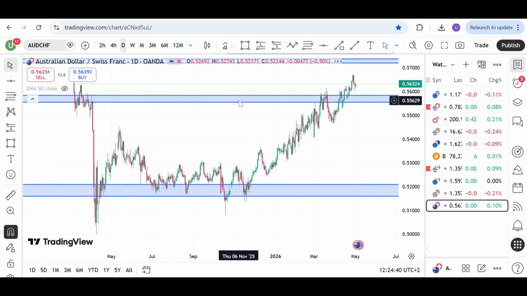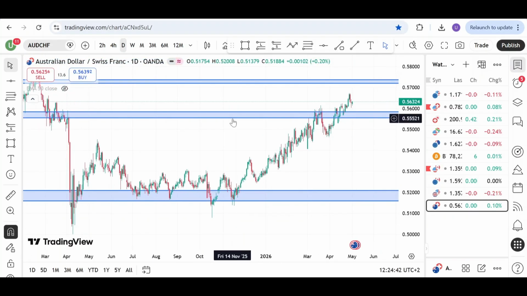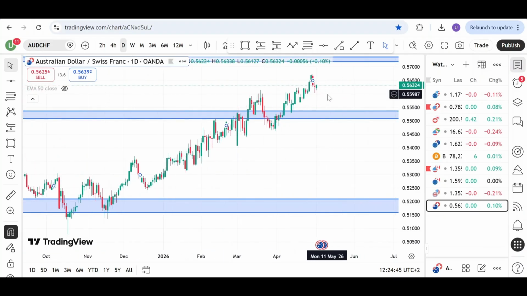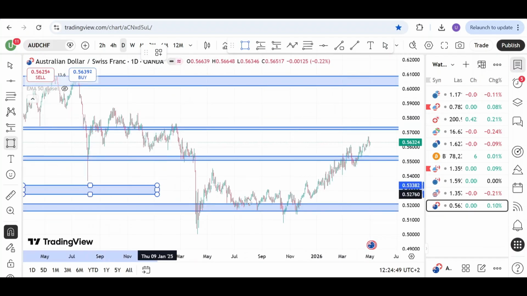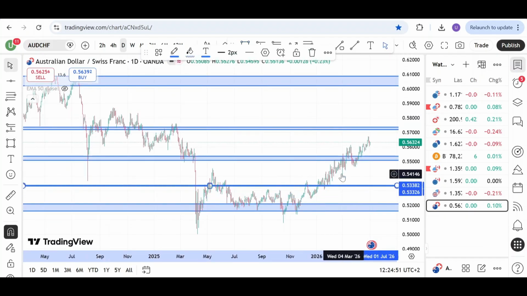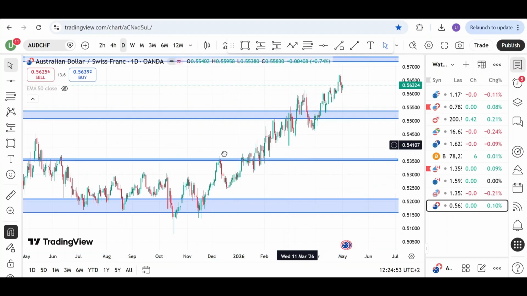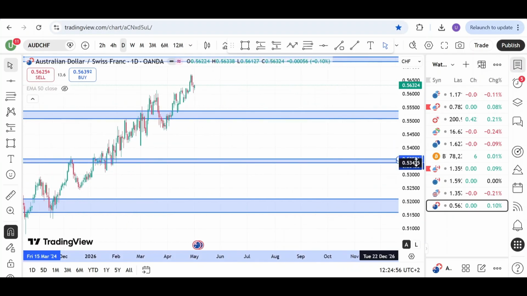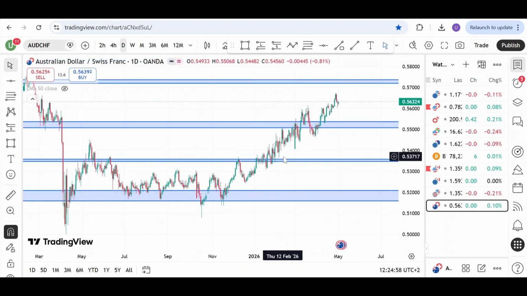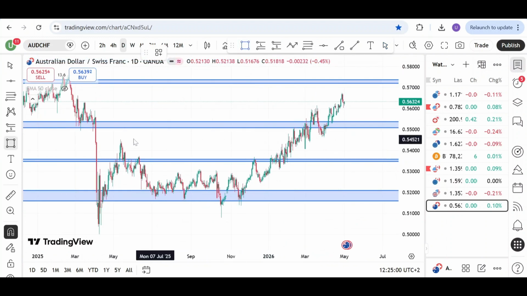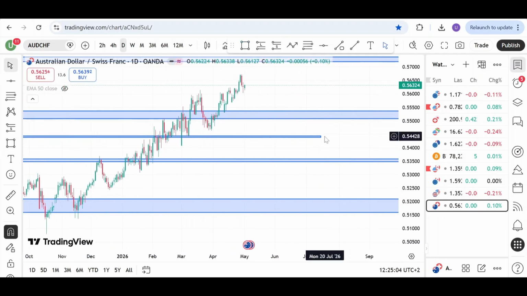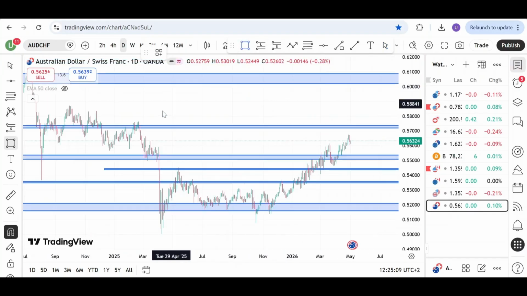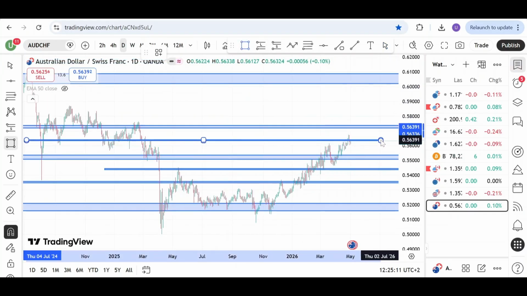As you can see here, we are in an uptrend, where the buyers managed to break the structure of weekly and even the structure of monthly. So we are in an uptrend here, as you can see. Look at here.